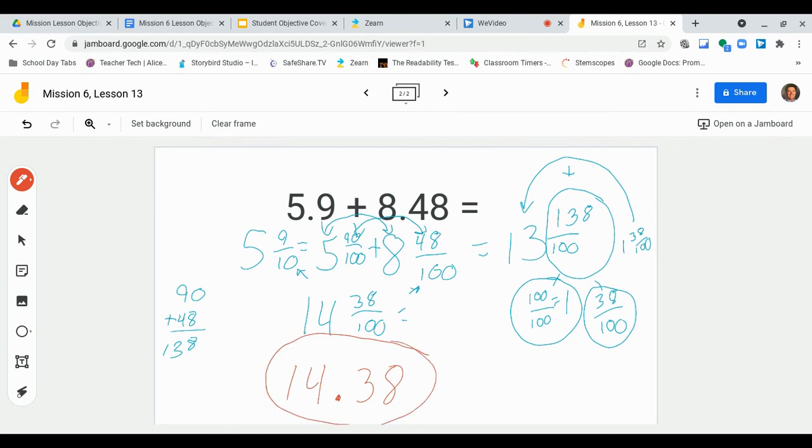14 and 38 hundredths. So, as you can see, we are reaching back into our old bag of tricks, going back into fractions and adding fractions and then converting if they're an improper fraction, and just using that skill to help us add two decimal numbers together. So you're going to use those old skills, combine them with new skills, and you will be on your way.